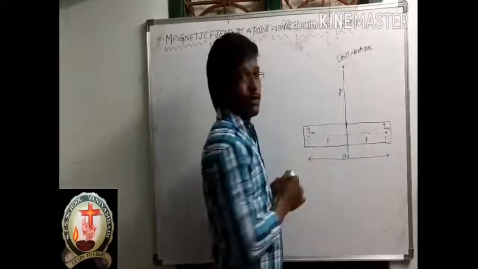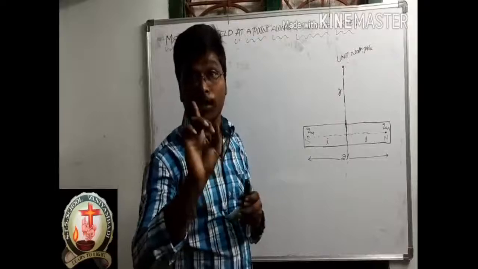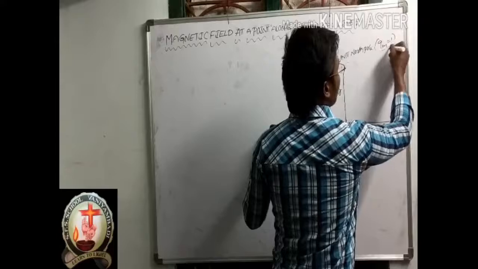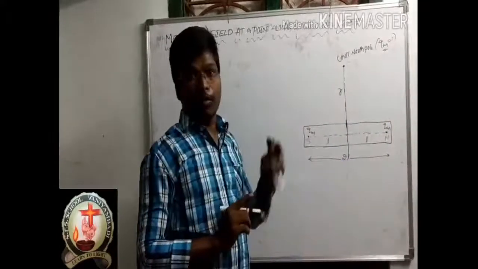Unit north pole means the pole strength is 1. Qm is equal to 1. Remember this.